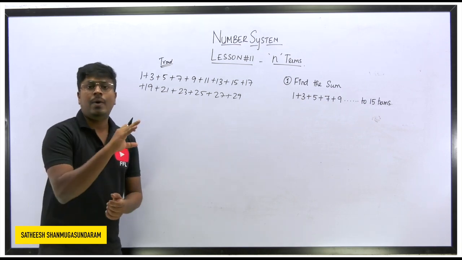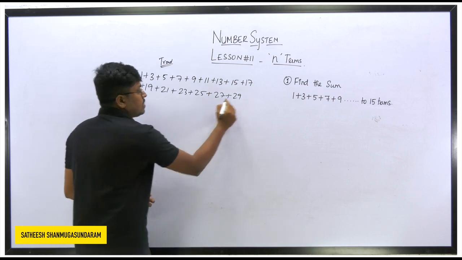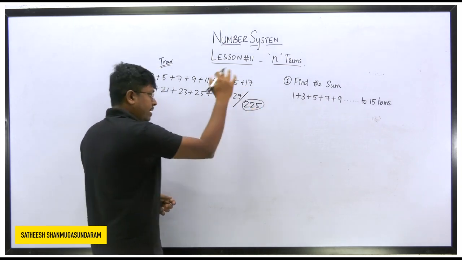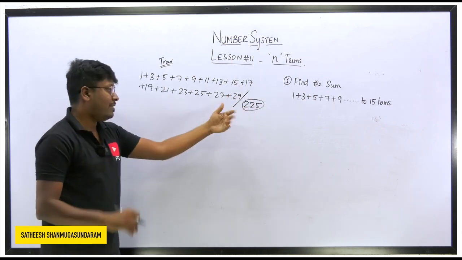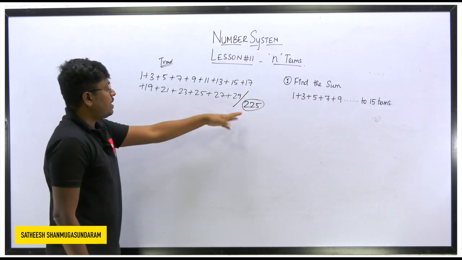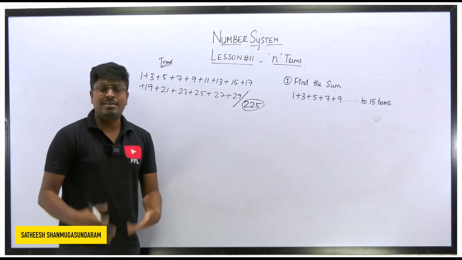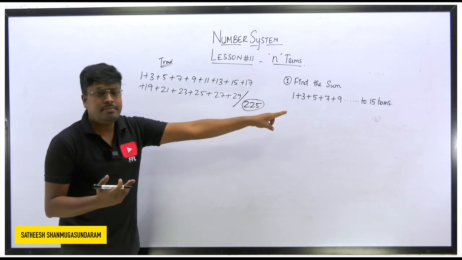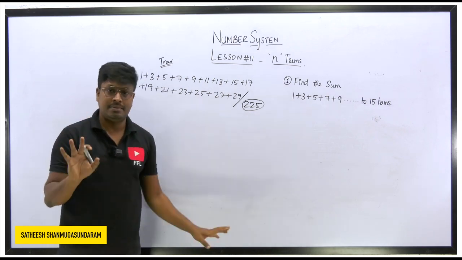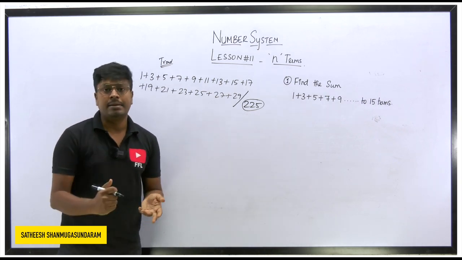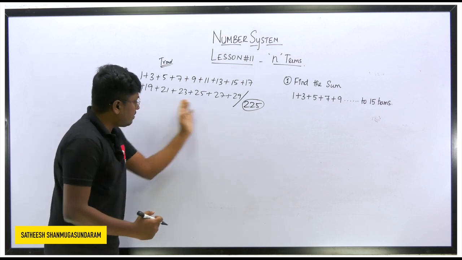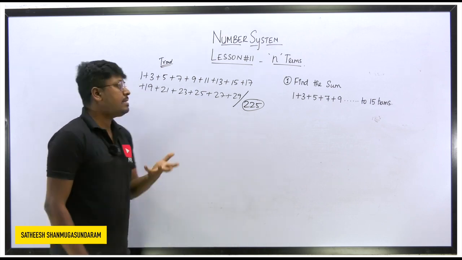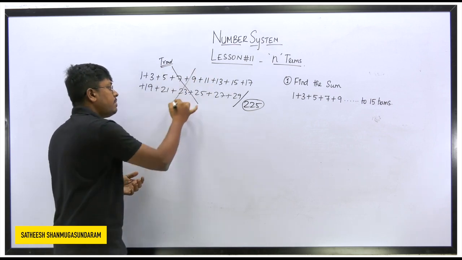Finally we need to add them all. If you add all the numbers, the result will be 225. Sorry, I already know the answer, so I have written it directly. So 1 to 29, the answer is 225. This is called the traditional method. If the last term were, for example, the 299th term, you would have to write the numbers till the 299th term. That is not possible in exams. That's the reason I am saying do not use the traditional method here.